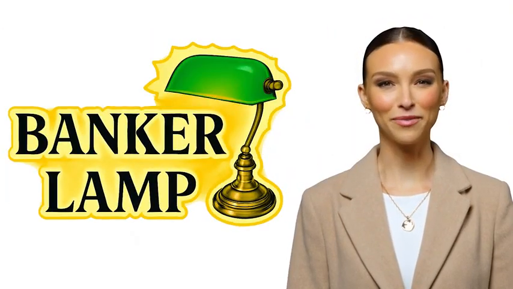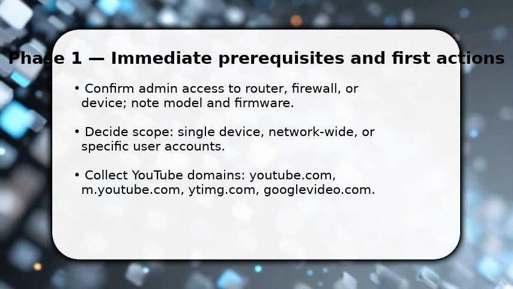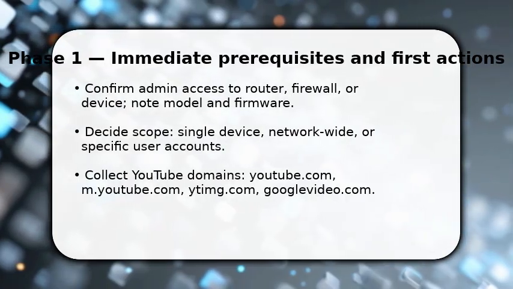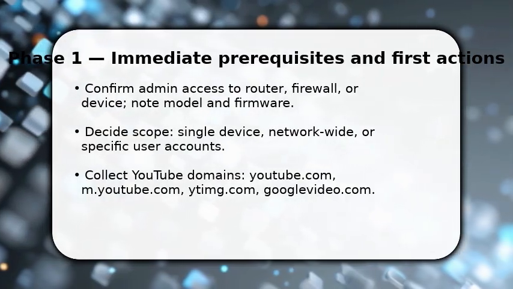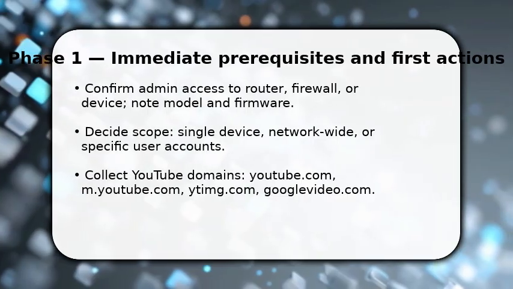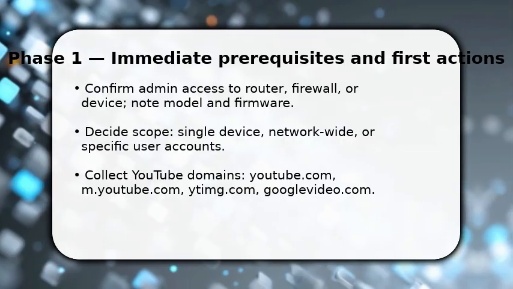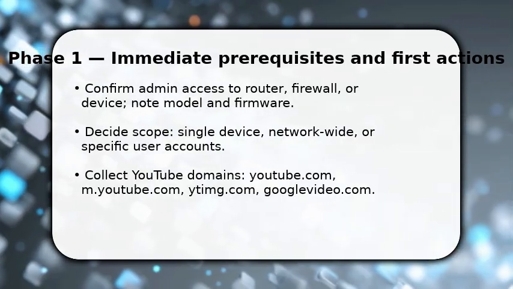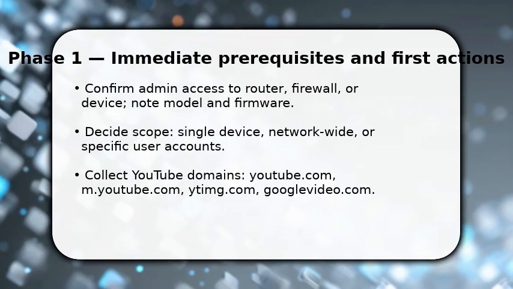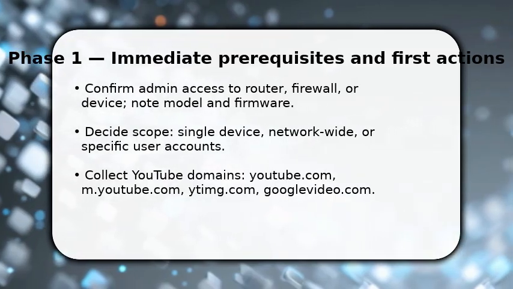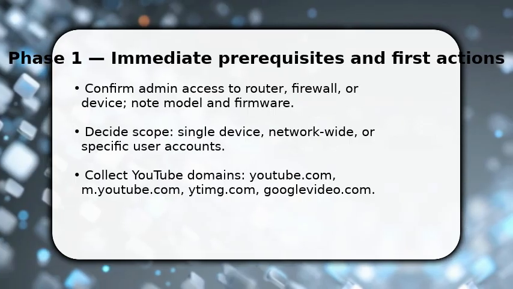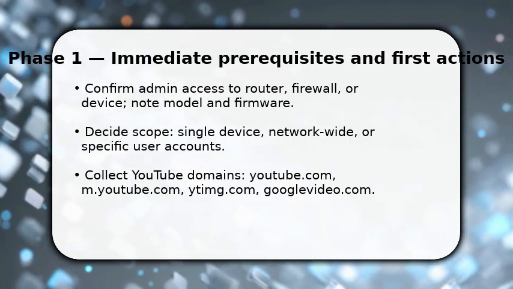Please enjoy the video. You have admin access, now act. First, log into your router or firewall web UI, use the device IP and admin credentials. Once logged in, go to URL or domain filtering, add primary YouTube domains: youtube.com, youtu.be, ytimg.com, googlevideo.com. Make sure to save or apply changes immediately.